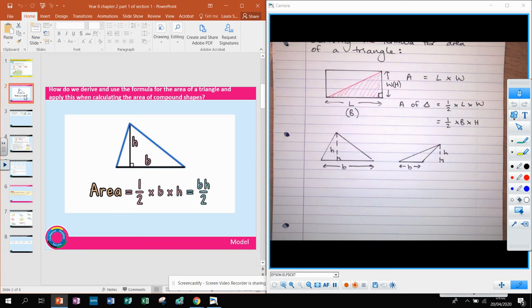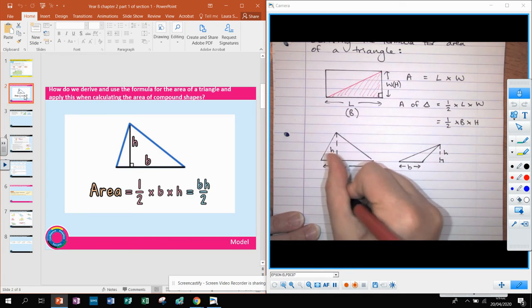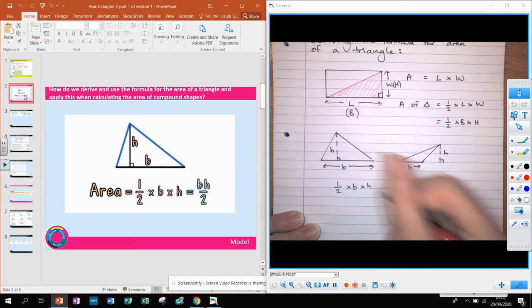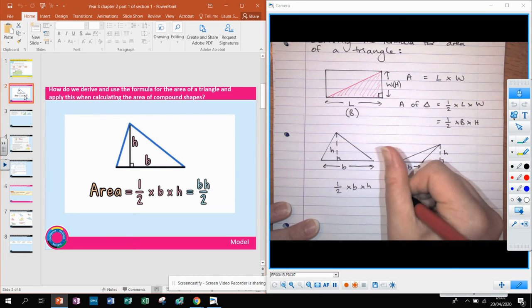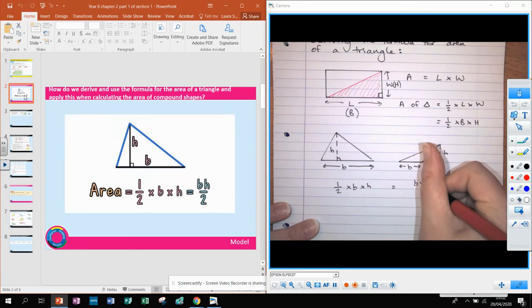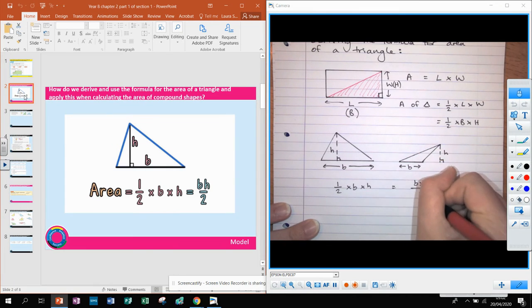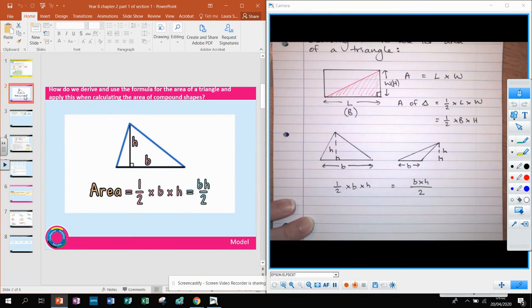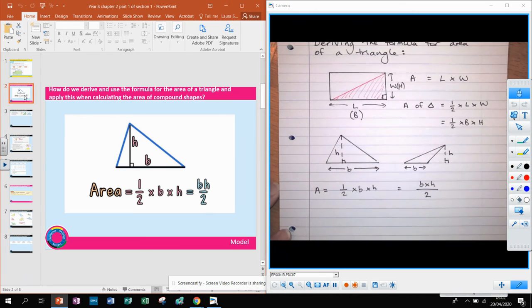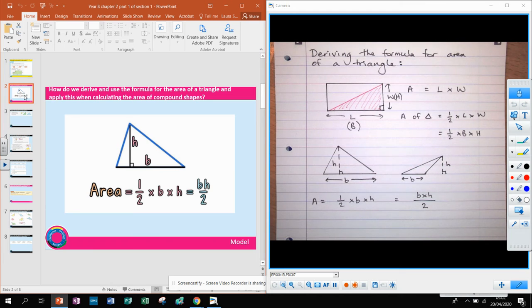All right, so in any of these cases, you would be doing a half times the base times the height, which we could think of as instead being the base times the height all divided by 2. If that's easier for you, that's fine. And of course, that would be the area of our triangle. So hopefully that helps and that makes sense.